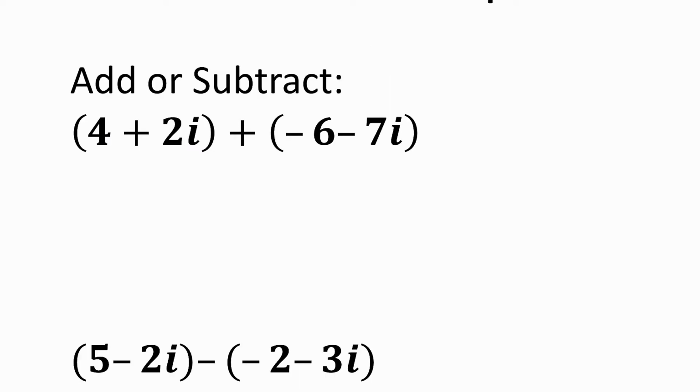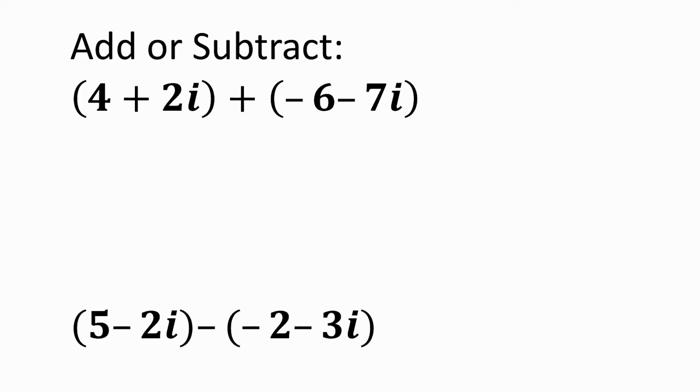So we're asked to add and subtract 4 plus 2i plus negative 6 minus 7i. The bottom one, 5 minus 2i minus negative 2 minus 3i. Whole lot of minuses going on there. Folks, because we did this in the warm-up already, I'd like you to take a few moments, pause the video, and try this out on your own. Okay, clearly you paused it. You didn't just wait for me to jump back into it.